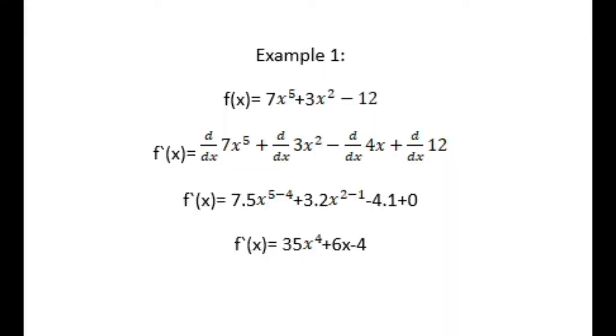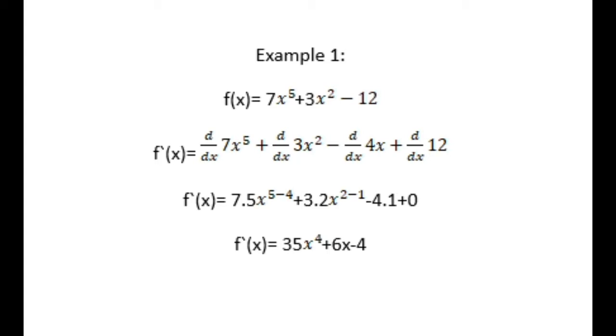Sum and difference. The derivative of a sum or difference is equal to the sum or difference of the derivatives. Together with the power rule, constant rule, and multiple rule, these rules allow us to differentiate any polynomial. The first example of the sum and difference rule is f of x equals 7x raised to the power of 5 plus 3x squared minus 4x plus 12.